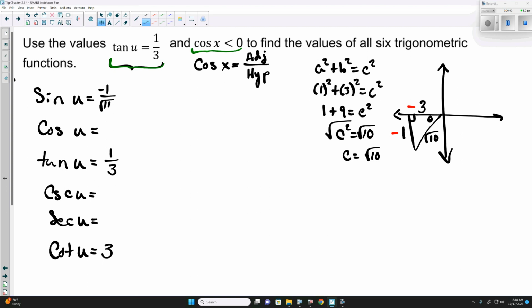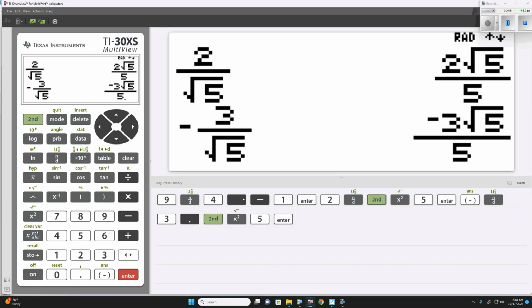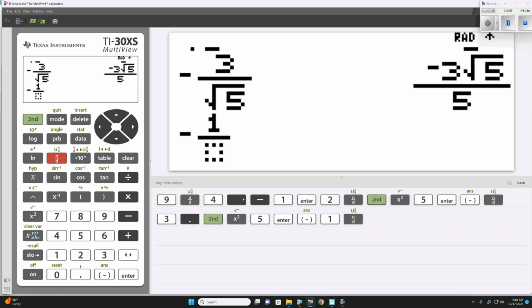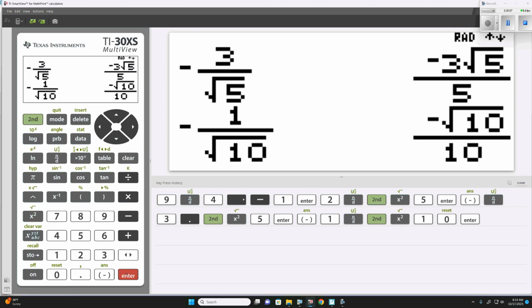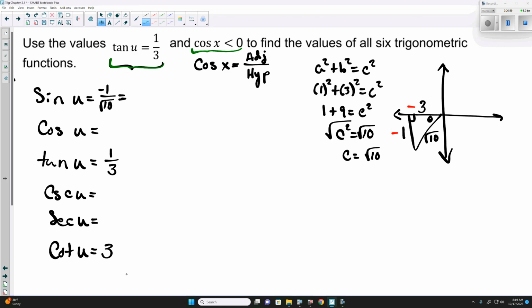Our hypotenuse is the square root of 10. Now we can plug this into the calculator and say -1 over the square root of 10 is negative square root of 10 over 10. We have the first one.